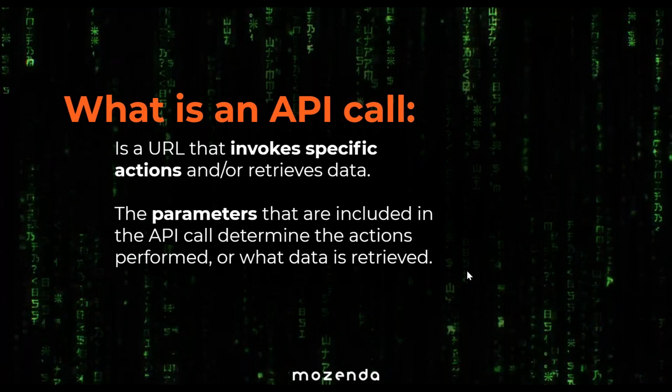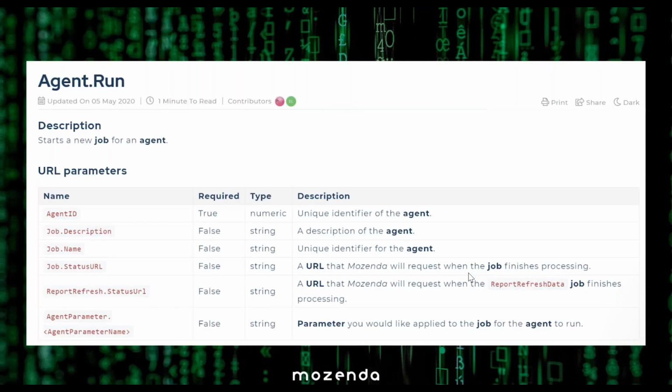So what is an API call? An API call is a URL that retrieves data, and it requires different parameters to determine what type of actions are going to be performed. This is a screenshot or an example of what an agent run job would be for Mozenda's REST API.